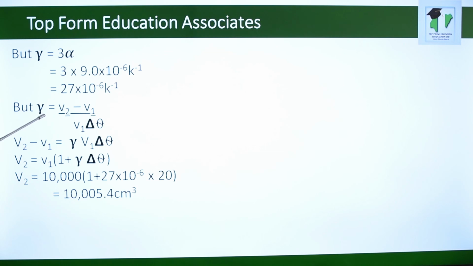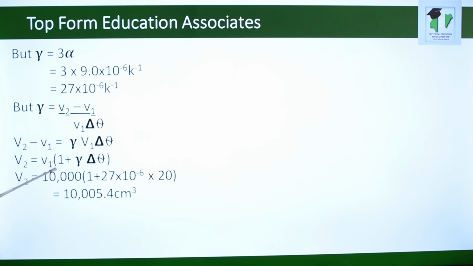But gamma on its own is equal to V2 minus V1 all over V1 change in theta, which if you multiply, you have V2 minus V1 is equal to gamma V1 change in theta. We have arrived before now at the formula that V2 is equal to V1 into 1 plus gamma change in theta, which from here we can now factorize. Here crosses over and becomes plus V1, which we take as a common factor of V1, and we'll have this. We have arrived at this formula before now.